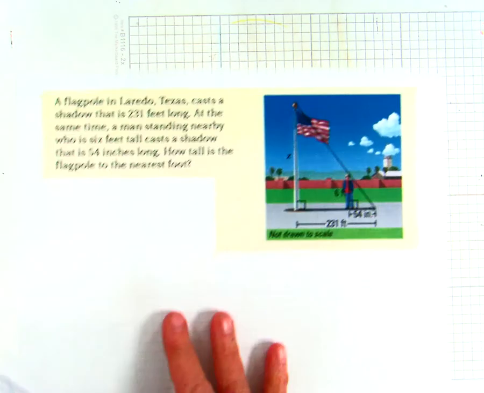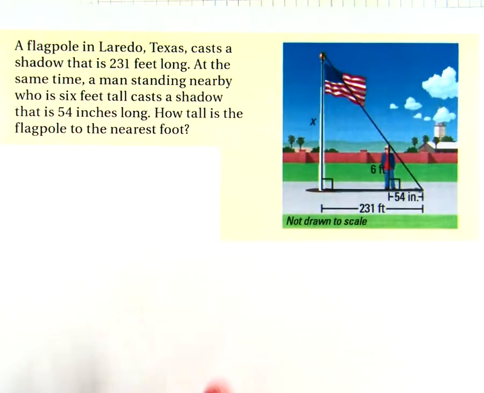Let's see how this can help us. First off, let's look at this example: a flagpole in Laredo, Texas.